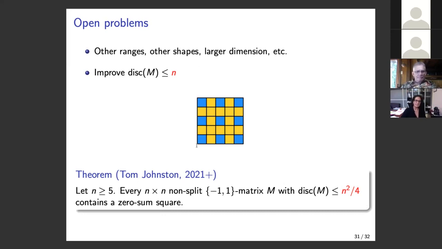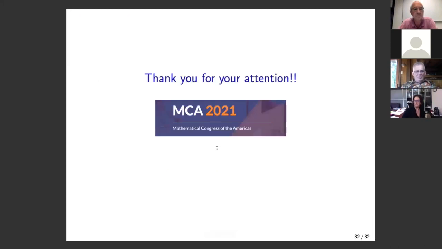Actually, he did more computational experimentation and went further than us, and he conjectured that this is really the extremal example, and this should be the right value. So we could be able to improve this to n²/2, and he actually proposed a precise conjecture with a precise value, and that's all. Thank you very much.